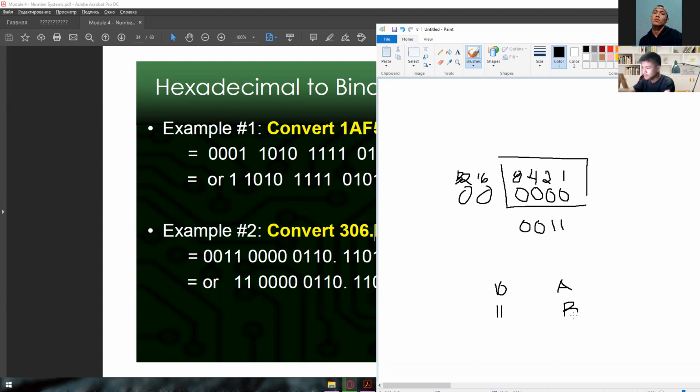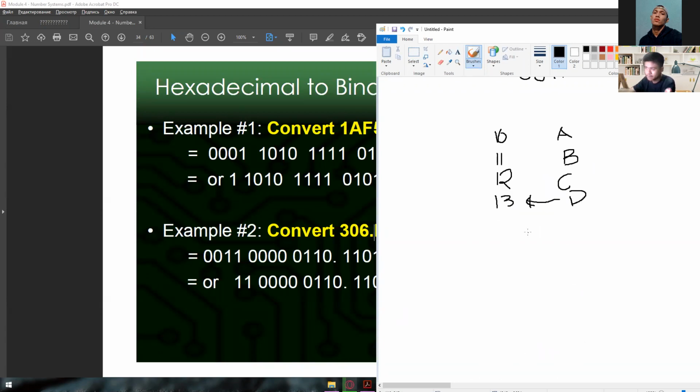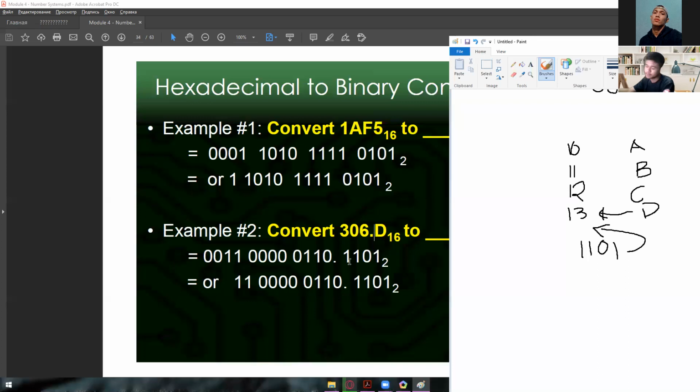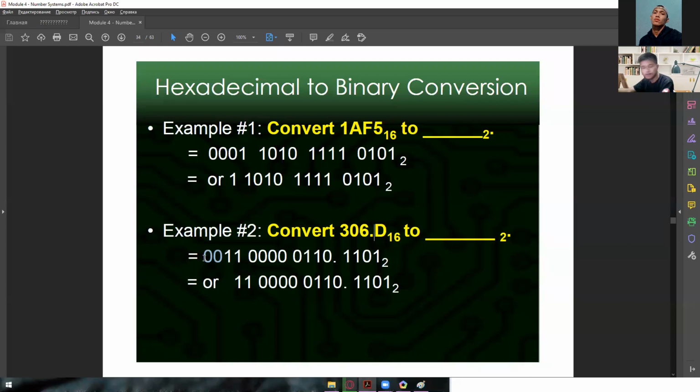So 11 is B, and then 12 is C, and then 13 is D. So in here, we need 13. In binary, for you to be able to have a 13, you need 8, 4, and then 1. This is the representation of 13 in binary. So 1, 1, and then 0, 1. Again, you can remove the two zeros in here. Actually, you can already have this one as your final answer. But if you want a shorter or more simplified answer, you can remove the two 0s.